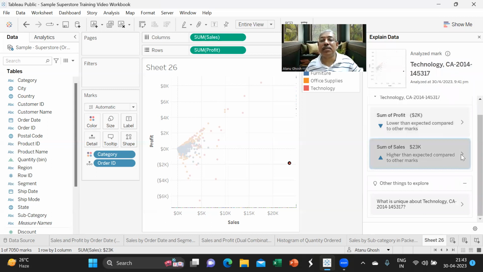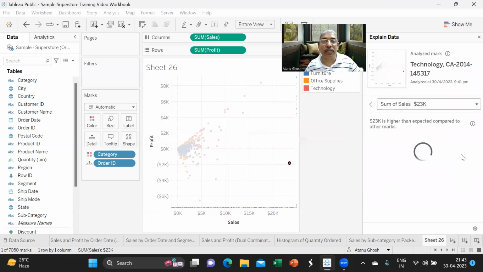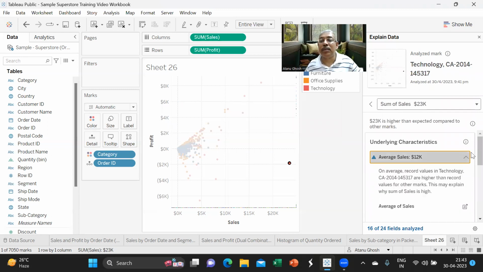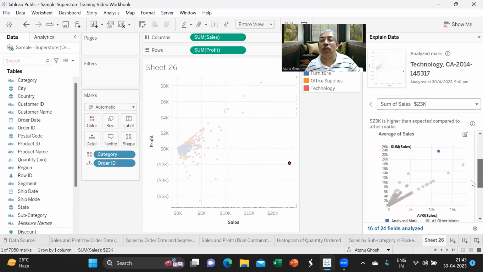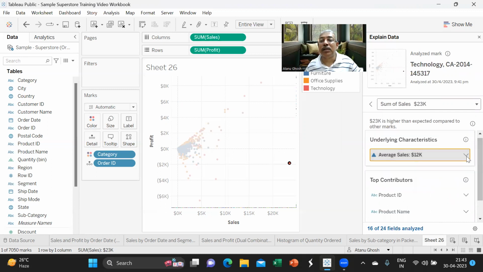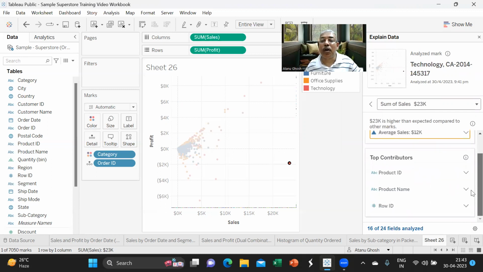Sum of sales is higher than expected. Obviously, the value of sales is very high. The average sales is 12,000, and the total value of sales is on the higher side, somewhere over here. But the problem here is the profit. This high value of sale should have given a reasonable profit, but it's not doing so.